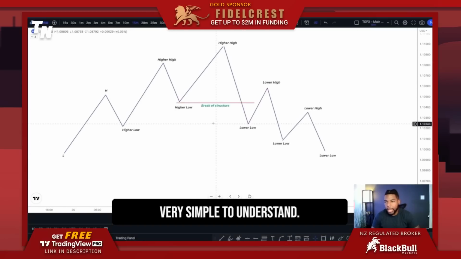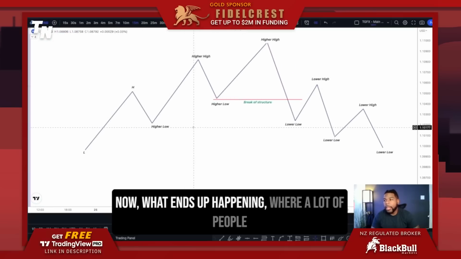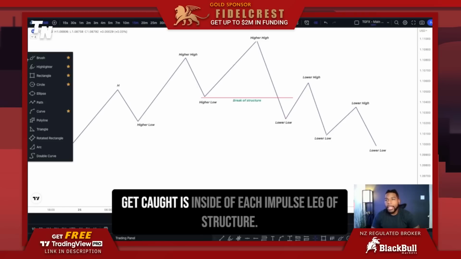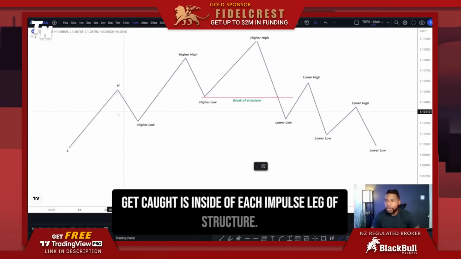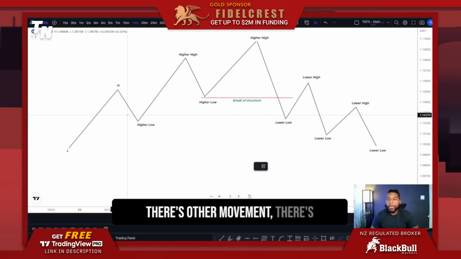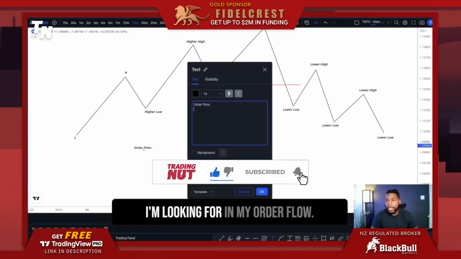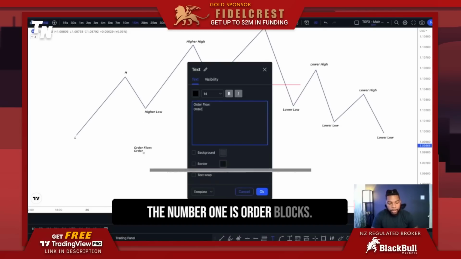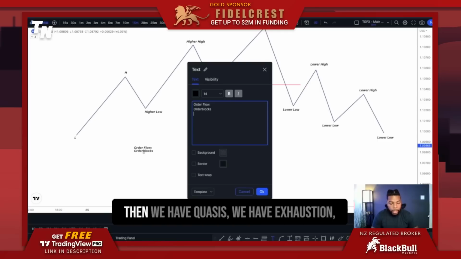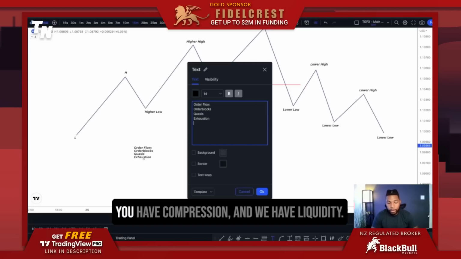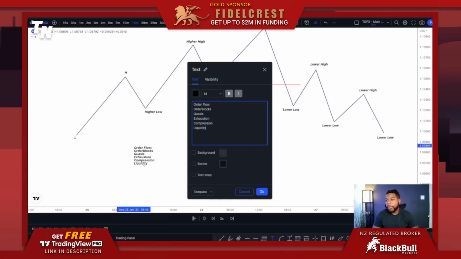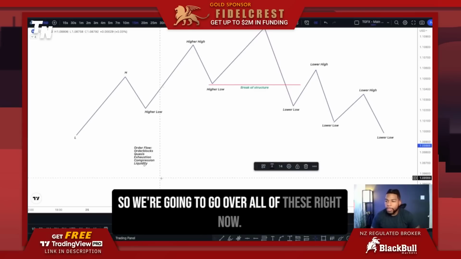Very simple to understand. Now, what ends up happening where a lot of people get caught is inside of each impulse leg of structure, there's other movement, there's other directions going on. And this is where order flow comes into play. Now, there are a few things that I'm looking for in my order flow. The number one is order blocks. Okay, then we have quasis, we have exhaustion, we have compression, and we have liquidity. All right, so we're gonna go over all of these right now.